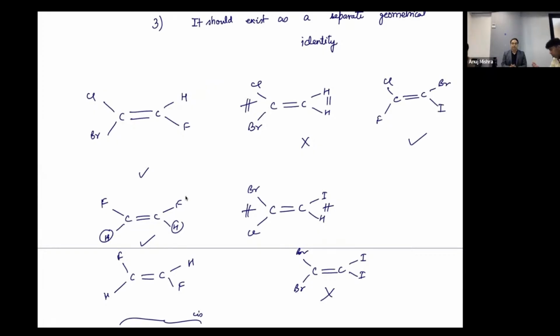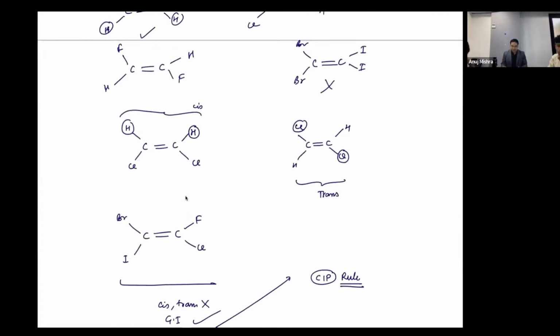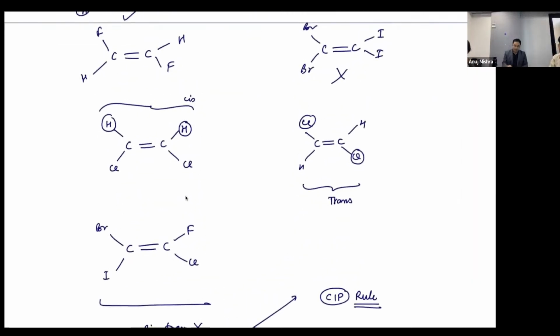ठीक है? Okay. So cis and trans, you understand? If it is HH, if it is this kind of structure, opposite, then trans. Any problem? कितने लोगों को समझ में आएगा? Cis trans ढूंढ लोगे? अच्छा बताओ, इसमें cis trans क्या है?